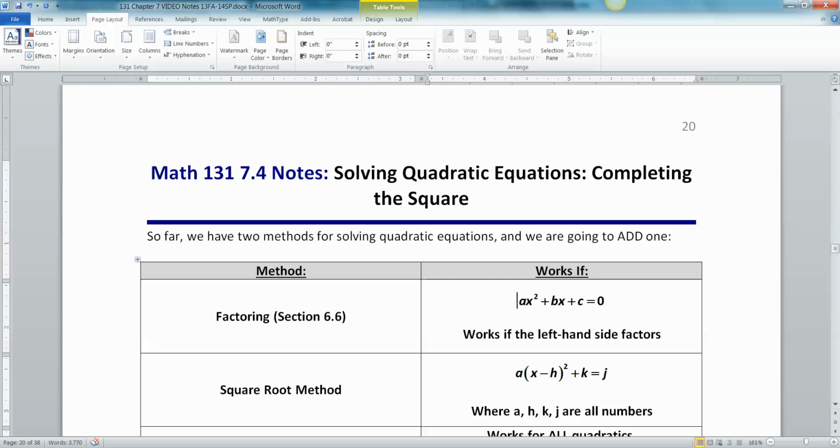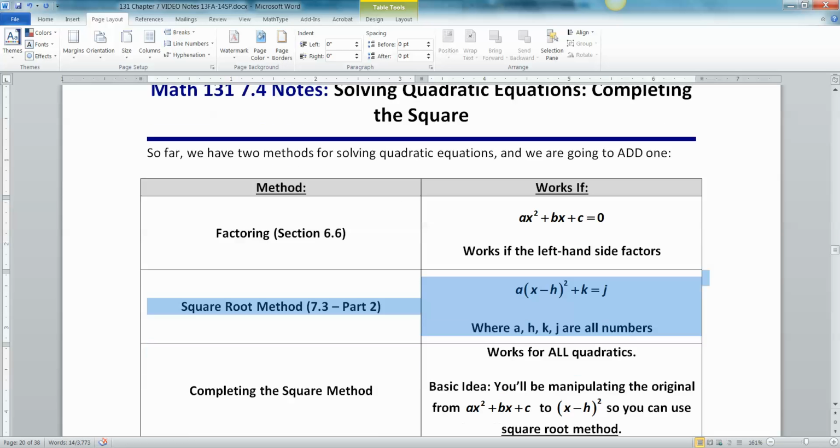All right, then you have the square root method, which we learned in 7.3 part 2. Which says that if you have a times x minus h squared plus k equals j, where a, h, k, and j are all numbers, you can basically manipulate it so that you can take the square root of both sides, right? But you have to look for that parentheses squared business to be able to use this method. So that leads us to completing the square.